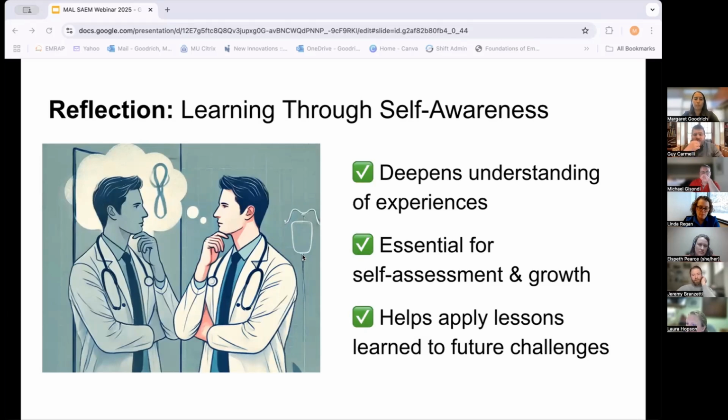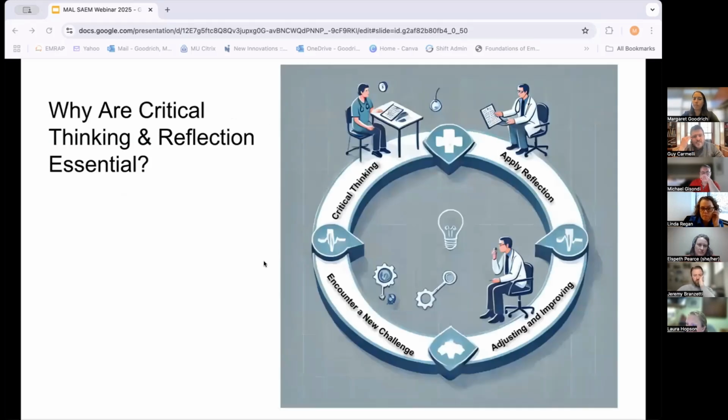Without reflection, we risk repeating the same mistakes and failing to see opportunities for growth. So you can think of critical thinking and reflection not as one-time actions, but they create a continual learning loop that you'll hopefully do for your whole career. Every time we face a new challenge, we engage in critical thinking to evaluate the information and make decisions. Then, through reflection, we assess what we learned and how we can improve. This process reinforces habits of adaptive expertise, allowing us to continually refine our skills and approaches.